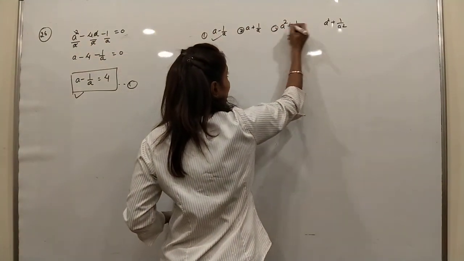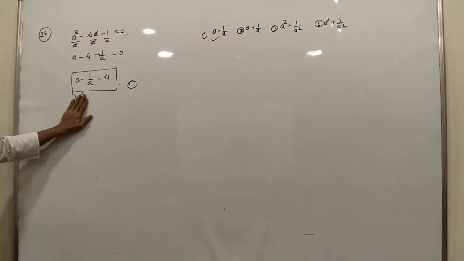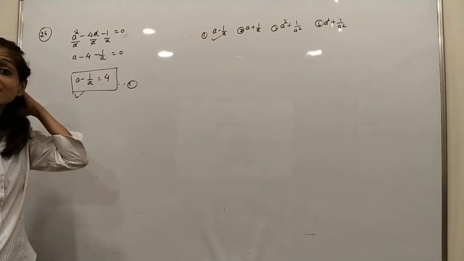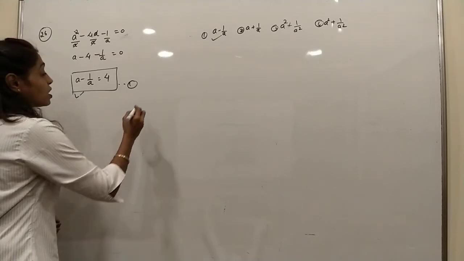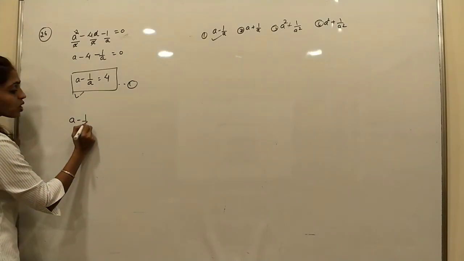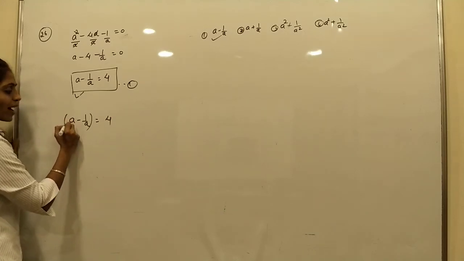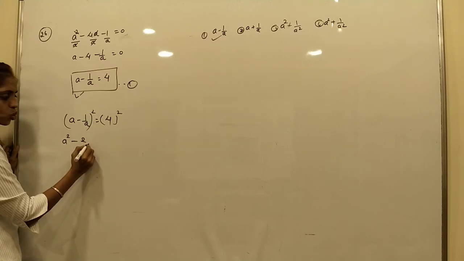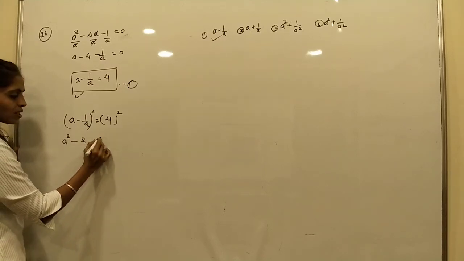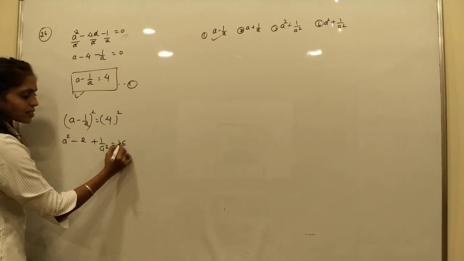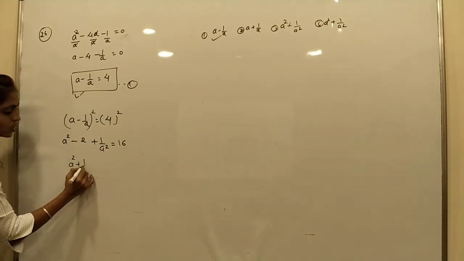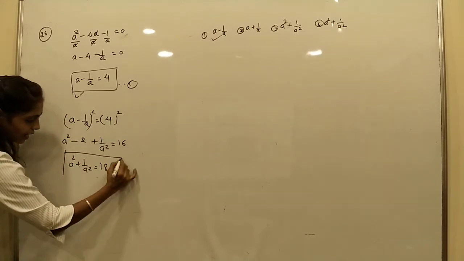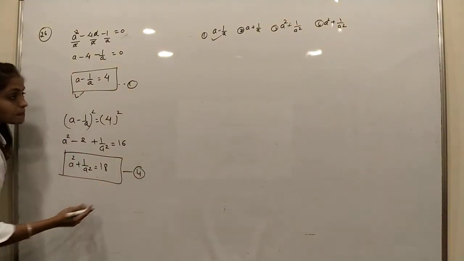Second, third, and fourth. Now first we directly get the result 4 when we square on both sides. Now a minus 1 upon a equals 4. Squaring on both sides: a square minus 2, a into 1 upon a cancels, plus 1 upon a square is 16. So a square plus 1 upon a square is 16 plus 2, which is 18. That is answer number 4.